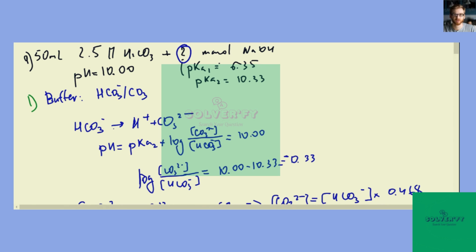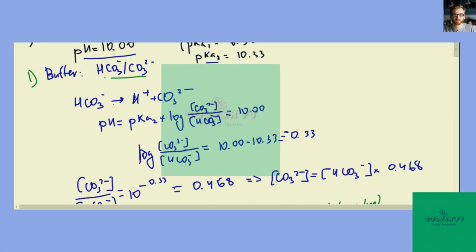a long assignment. So in the first one, we have to calculate the number of millimoles of NaOH which is required to react with 50 milliliters of 2.5 molar H2CO3 to form a solution with a pH of 10.00. H2CO3 has two pKa's, which are 6.35 and 10.33. So 10 is close to pKa2, therefore here we have a buffer of HCO3 minus and CO3 2 minus, a bicarbonate-carbonate buffer.